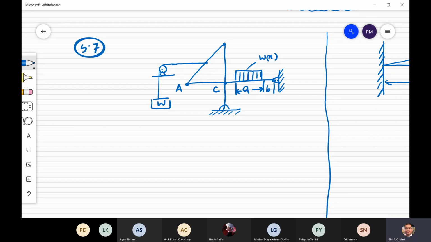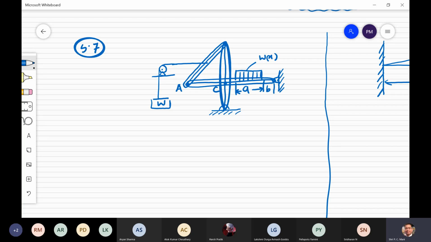Here it is written: draw a free body diagram for each member of the system, neglect the weight of the members, replace the distributed load by a resultant. So there are some members. Say this one is the first member, this one is the second member, and this one is the third member. So these three members are there.